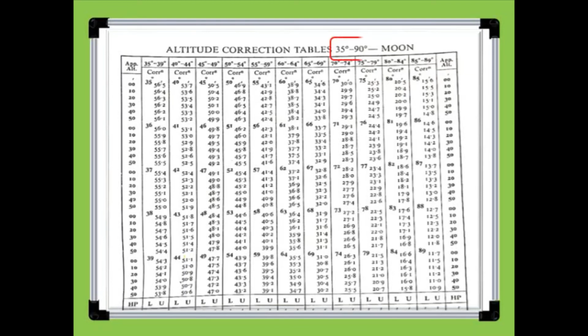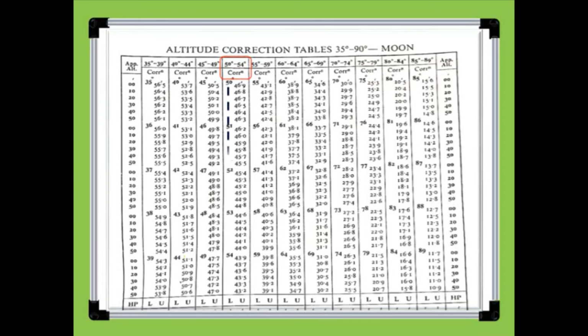Locate 35 degrees to 90 degrees of altitude, for the reason that the apparent altitude of the Moon is between the altitude range, which is 53 degrees 22.0 minutes. Locate 50 degrees to 54 degrees of altitude, for the reason that the apparent altitude of the Moon computed is between the altitude range.